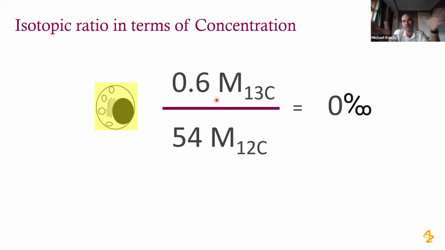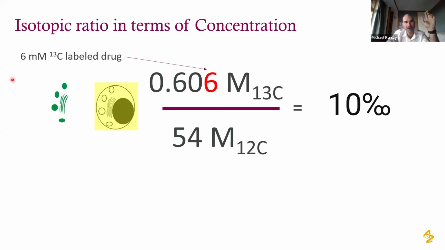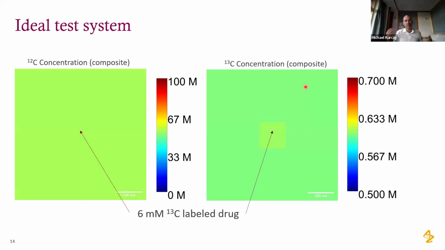And so in the materials world, we don't use percent, we use per mil. So this is just per thousand instead of per 100. So 0 per mil is what we measure in blank epoxy. And so if our labeled drug increases the isotopic ratio by 10 per mil, or 1%, then we realize that we have a 1 micromolar increase in concentration.